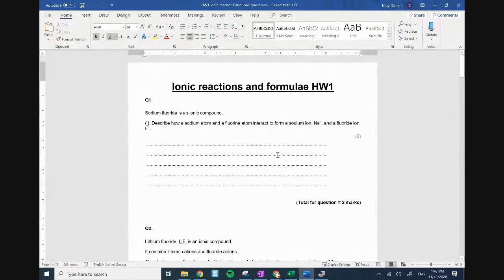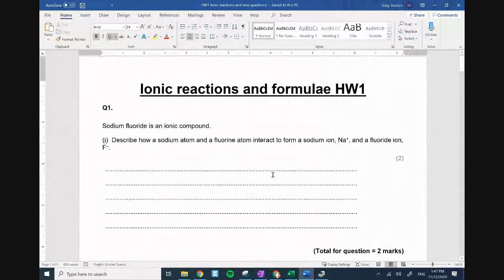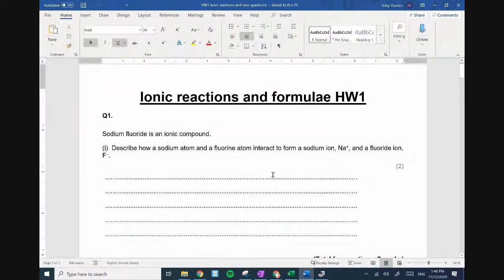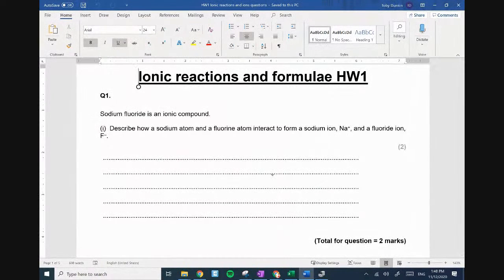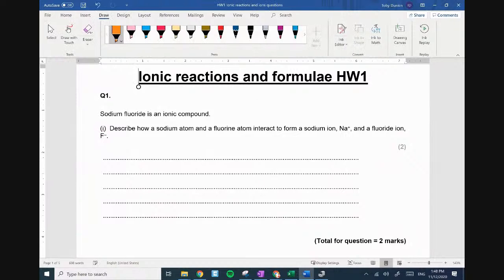Okay, guys, so this is actually the lesson for today. But before I do that, I'm going to run through your ionic formula homework. So we did ionic reactions and formulae. I'm just going to quickly go through these questions. They're all exam-based questions, as you can see. I was going to put the year that I took them off the papers, actually. There we go. Okay, so I've got my pen. It's going to let me write on it.